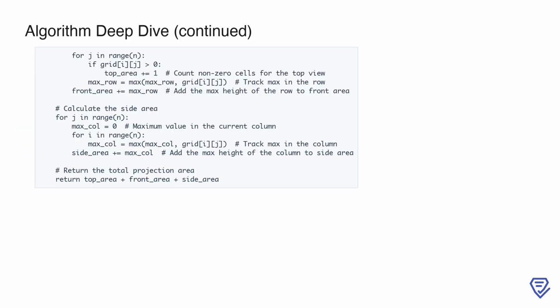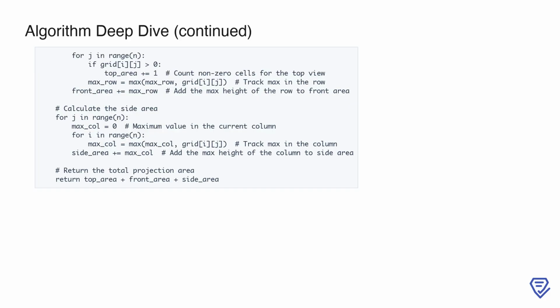Within the row loop, we initialize max_row to track the tallest height in the current row. For each cell in the row, if the height is greater than 0, we increment top_area to account for the top view. Simultaneously, we update max_row to ensure it holds the maximum value of the row. After processing all cells in the row, we add max_row to front_area.